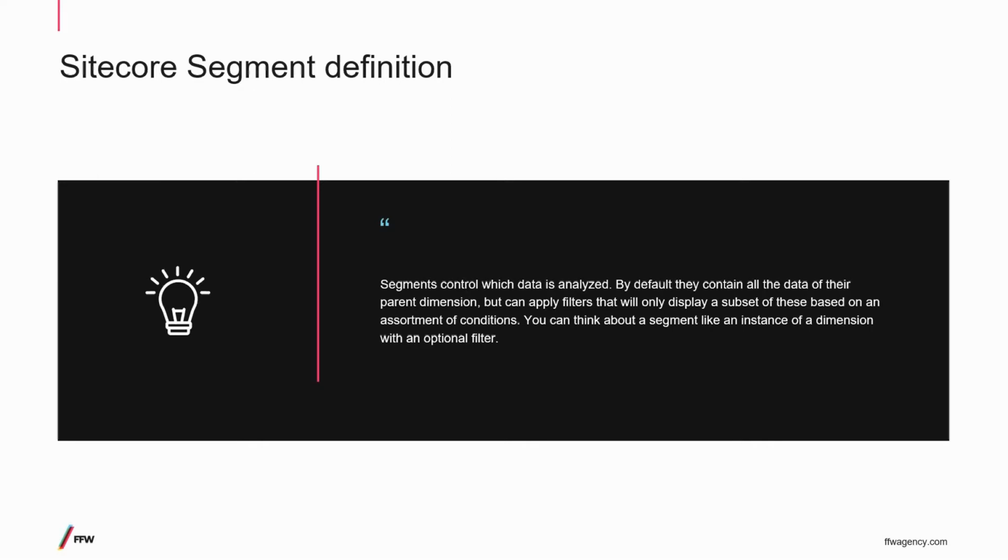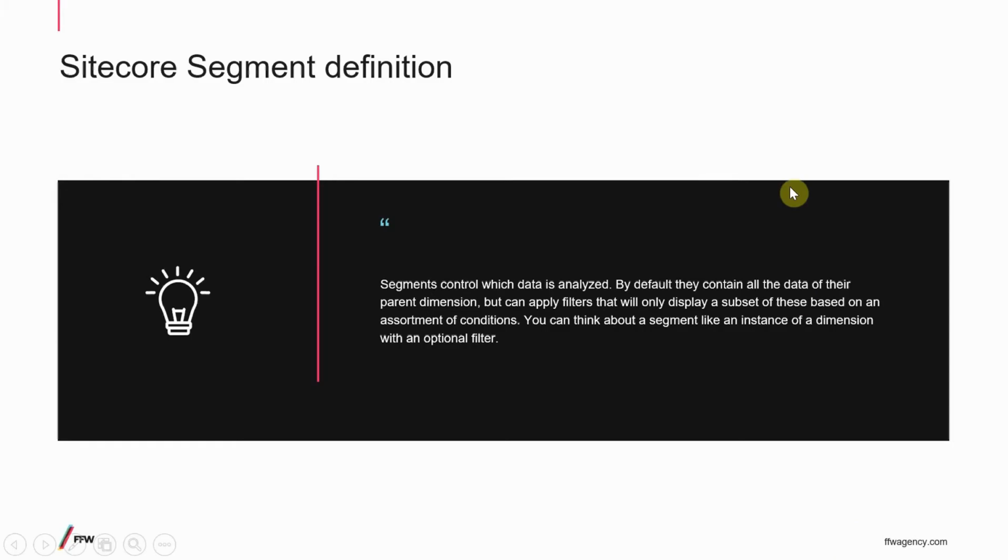After that we have the segment, and the segment is a kind of instantiation of the dimension. It controls also which data is going to be presented in that group. By default they contain all of the data in the parent dimension, and you should know that the segment is the thing you bind your report to. So every time you create a dimension in Sitecore, it comes with a default segment, like all visits from city, let's say.